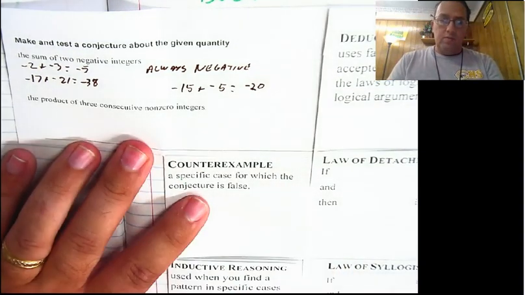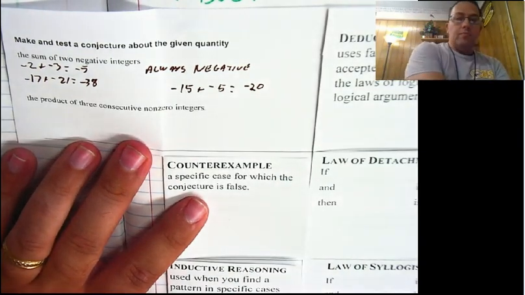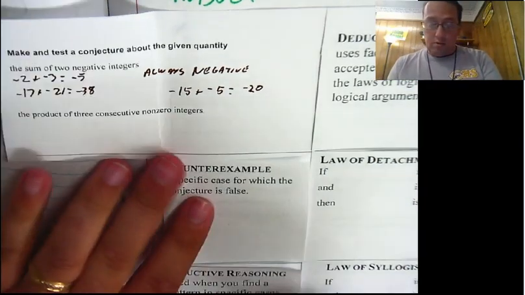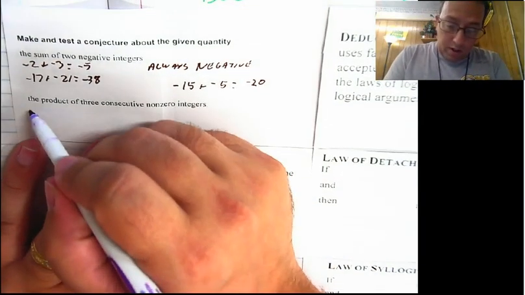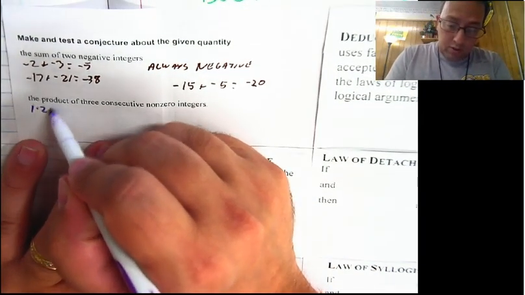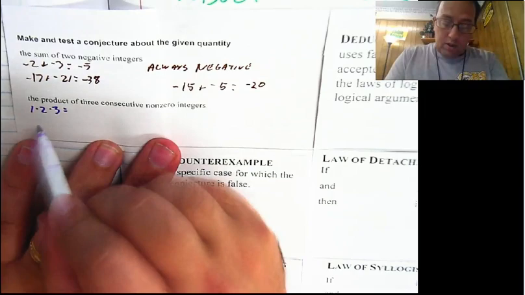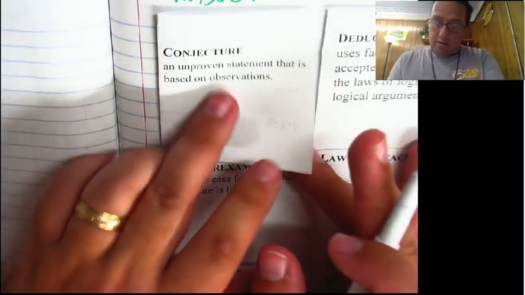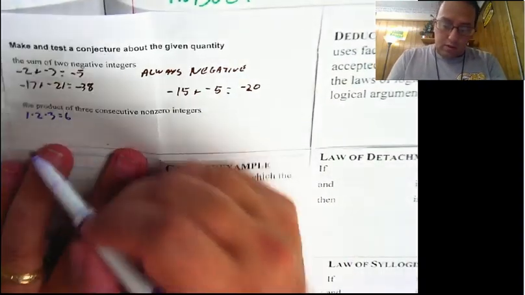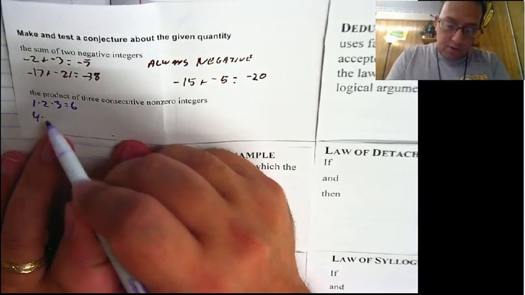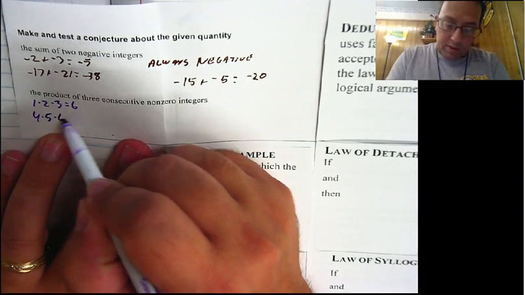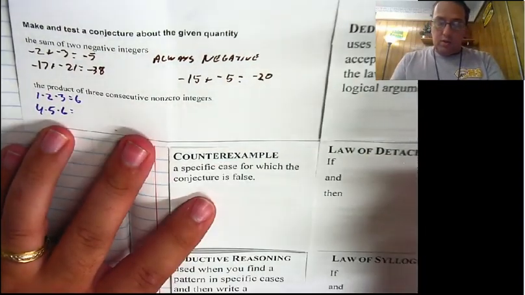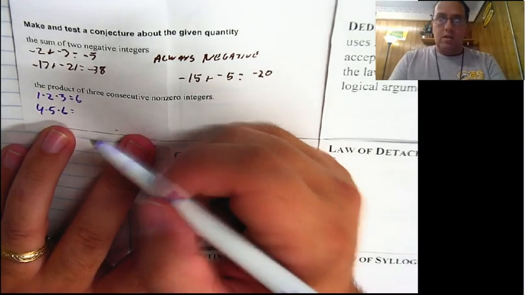The product of 3 consecutive non-zero integers. For those of you who do not remember, consecutive means one right after the other. So let's see here, non-zero integers. How about 1 times 2 times 3? 1 times 2 is 2, times 3 is 6. Now let's make more than one observation here. So let's go with 4 times 5 times 6. 4 times 5 is 20. 20 times 6 is 120.